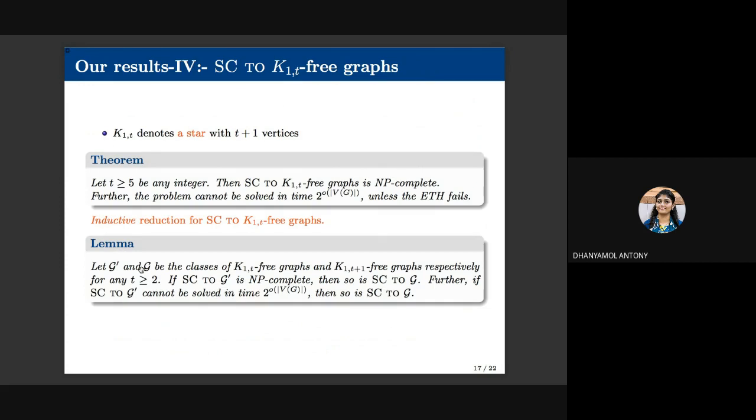For this, we have first used an inductive reduction for SC2 K1T free graphs, and we have this lemma. Let script G prime and script G be the classes of K1T free graphs and K1T+1 free graphs respectively for any T greater than or equal to 2. If SC2 script G prime is NP complete, then so is SC2 script G. Further, if SC2 script G prime cannot be solved in sub-exponential time, then so is SC2 script G.